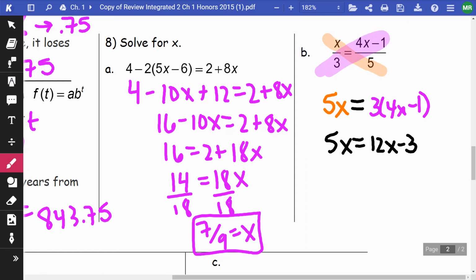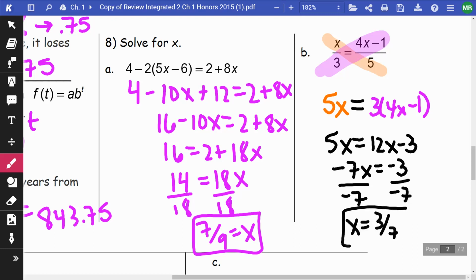I'm going to subtract 12x from both sides. So I'm going to get a negative 7x is equal to a negative 3. I'm going to divide both sides by a negative 7. So I get x is equal to 3/7 as my answer.